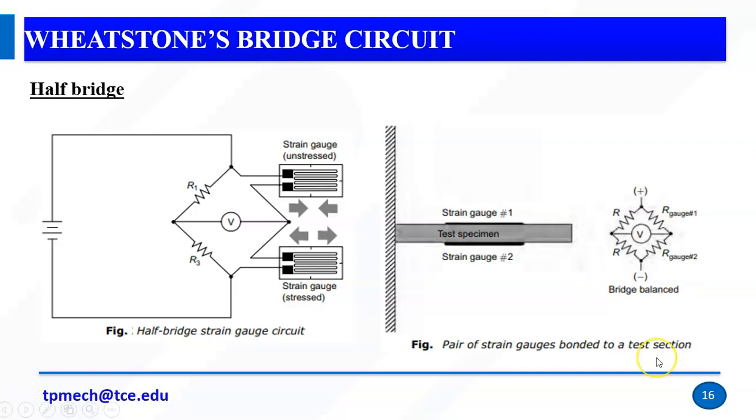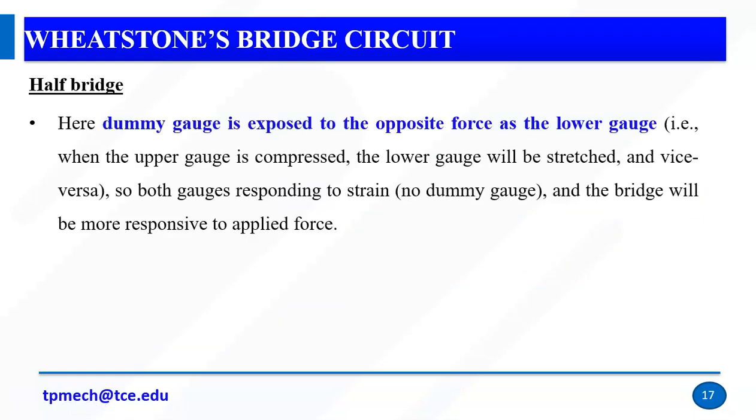So this is a cantilever beam test specimen. Both the gauges are bonded, one on top and one on the bottom. So here two gauges will act, and both will vary in the half bridge. Again, the working principle is the same. Here the dummy gauge is exposed to the opposite force of the lower gauge. Where the dummy gauge was, we now place another active gauge on the object, without isolating it.